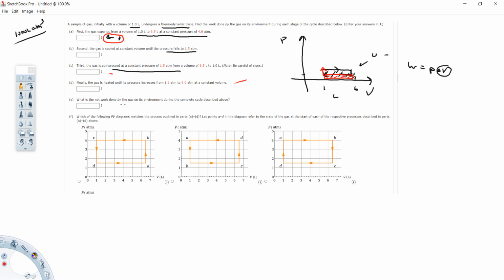The net work done by the gas is the area bound on the PV curve. I'm going to do that in green. It's going to look kind of like this. So that is probably the crummiest PV diagram I have ever done, but probably good enough. So for part F, you're looking for which of these is closest to this, basically. Anyway, that should get you through that one.